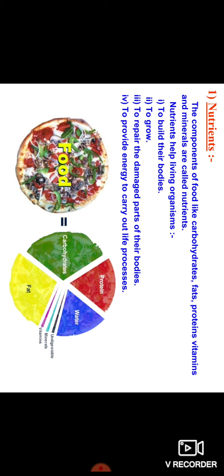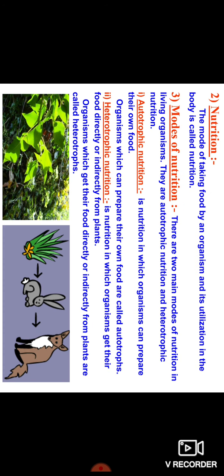So, in the last class, we were discussing the lesson nutrition in plants. In your previous classes, you have learned the meaning of nutrients. That means the components of food like carbohydrates, fats, proteins, and vitamins are called nutrients. You also learned the importance of nutrients and the meaning of nutrition. It is the mode of taking food by an organism and its utilization in the body.